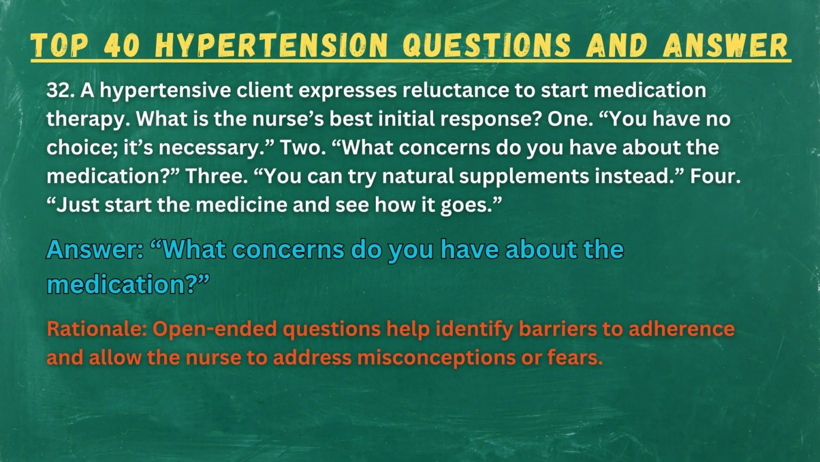32. A hypertensive client expresses reluctance to start medication therapy. What is the nurse's best initial response? 1. You have no choice, it's necessary. 2. What concerns do you have about the medication? 3. You can try natural supplements instead. 4. Just start the medicine and see how it goes. Answer: What concerns do you have about the medication? Rationale: Open-ended questions help identify barriers to adherence and allow the nurse to address misconceptions or fears.